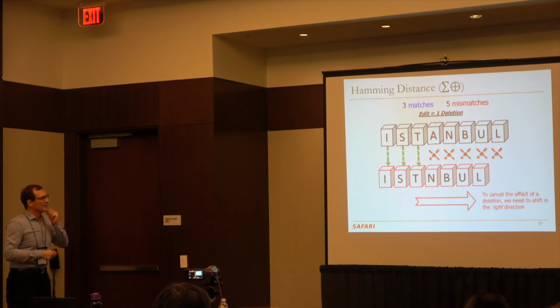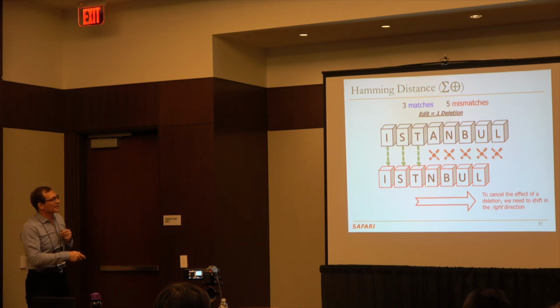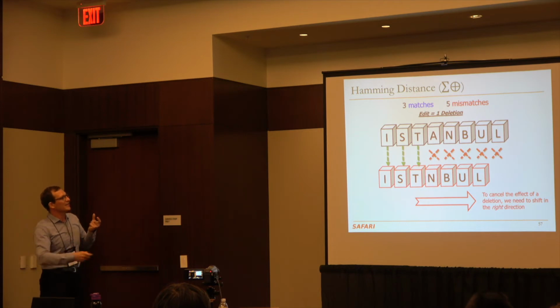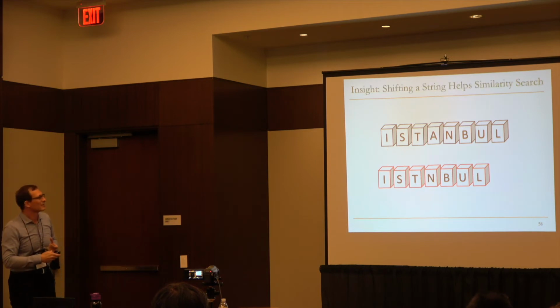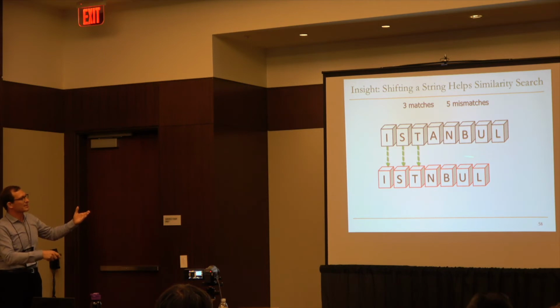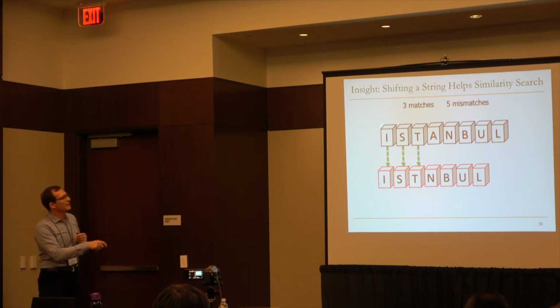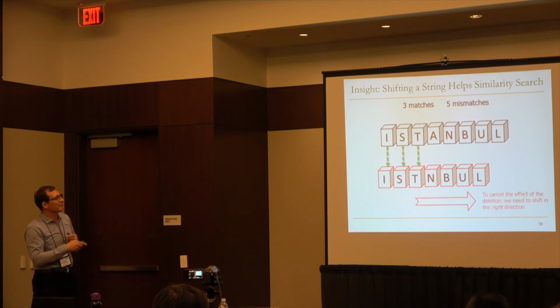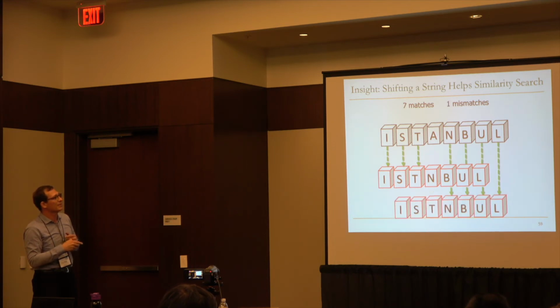So how do we do that? The key insight is that there is a deletion over here. And you can discover that there is potentially a deletion by shifting the string to the right by 1 and doing the comparison again. So let's take a look at what we do. Basically, shifting a string helps similarity search. This is the reference. This is the query string. We do the Hamming distance compare here. Of course, you need to do the padding. So we get 3 matches and 5 mismatches over here. And then we shift the string to the right by 1. What do we get over here? In this case, we get 4 matches and 3 mismatches.